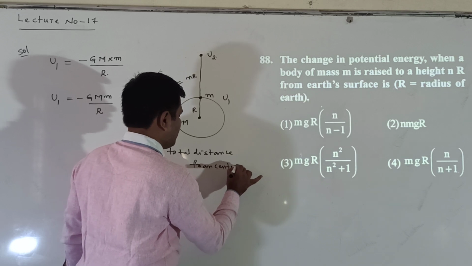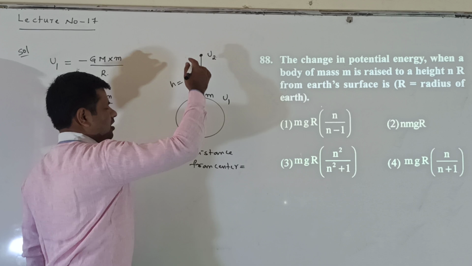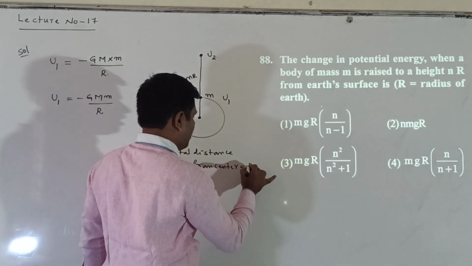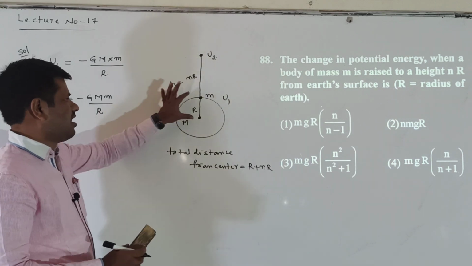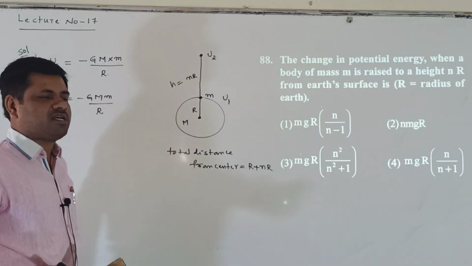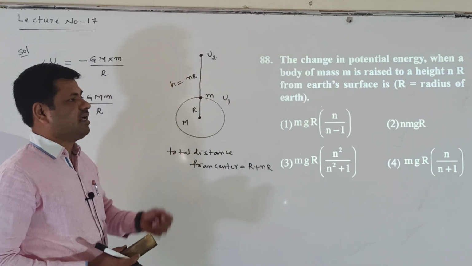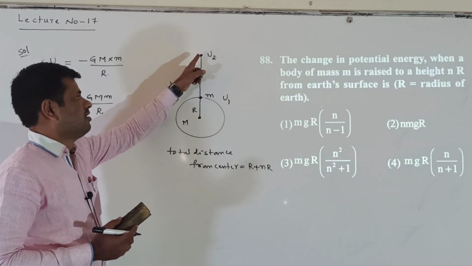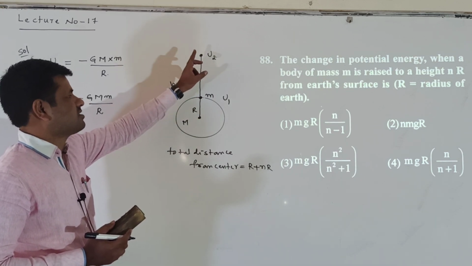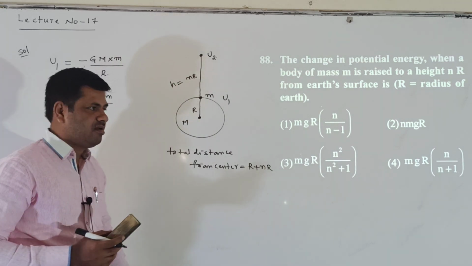What are we getting? Up to here is R, up to the total is nR, so what are we getting in total? R plus nR. This is R, this is nR, and the total is R plus nR. That is the distance of the body when risen to a height nR from the surface of the earth. The total distance from the center to that body is taken as R plus nR.